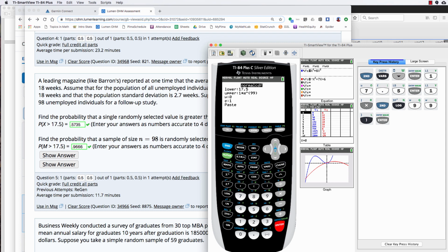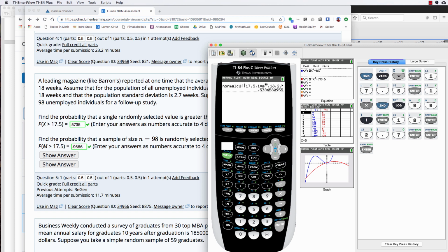And then mu is 18 weeks. And the standard deviation sigma is 2.7 weeks. And then we enter that in. It gives us a normal CDF with all the values we put in there. And we see that the answer is 0.57345 and then on.